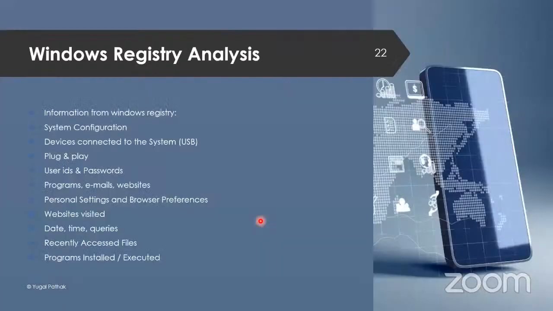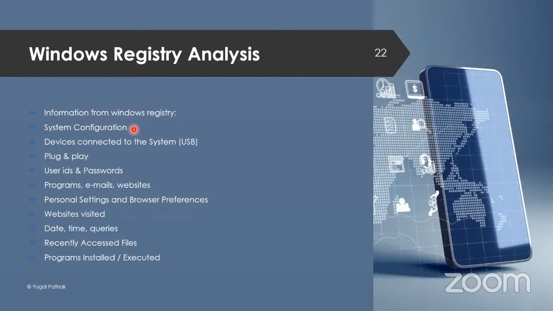Now coming next, what different information can we get from Windows registry analysis? Let's have a look. First is the system configuration. What is the configuration of the system? Whose registry are we analyzing? It is stored in the system key.